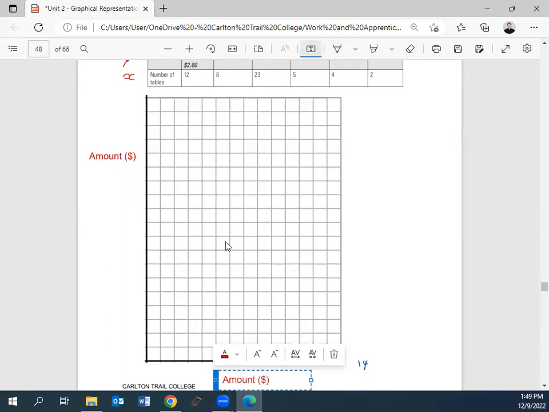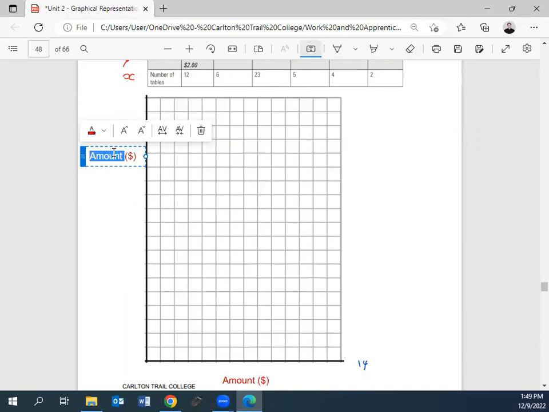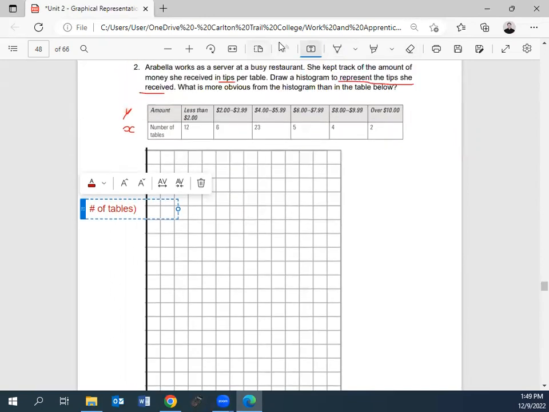Good catch. So amount of dollars at the bottom, number of tables on the y-axis. That's what I did. Yeah, you're right, Kim, you're absolutely right. So X and Y, because there's a range here, right? You want those ranges to be on your x-axis.